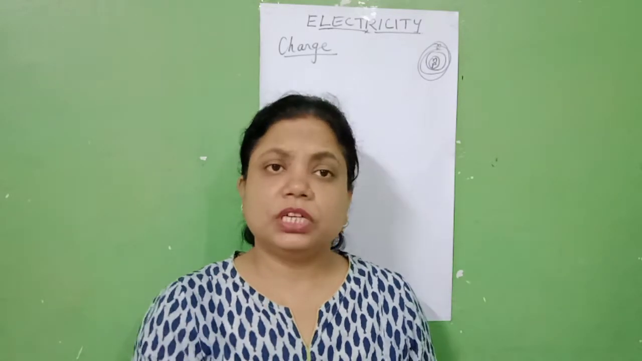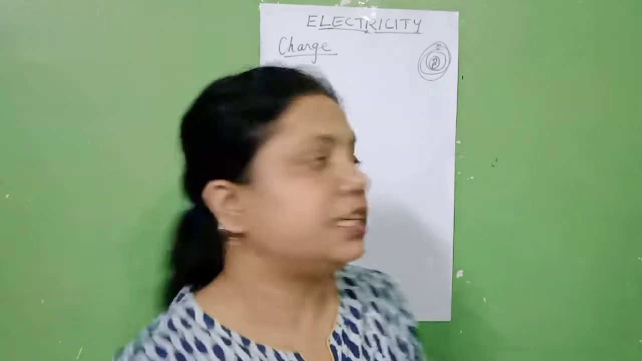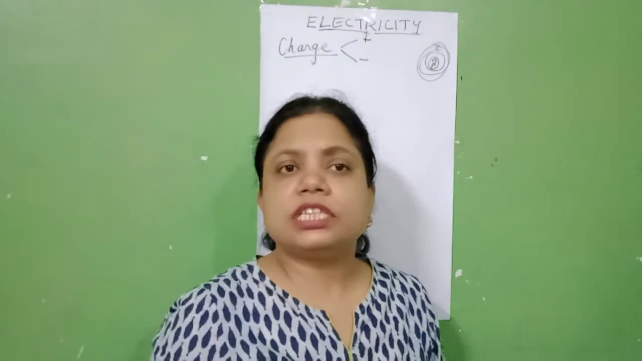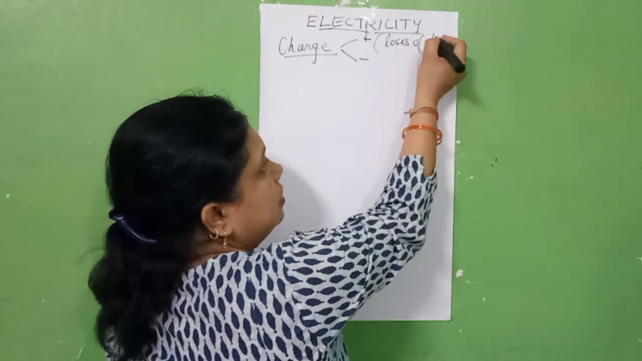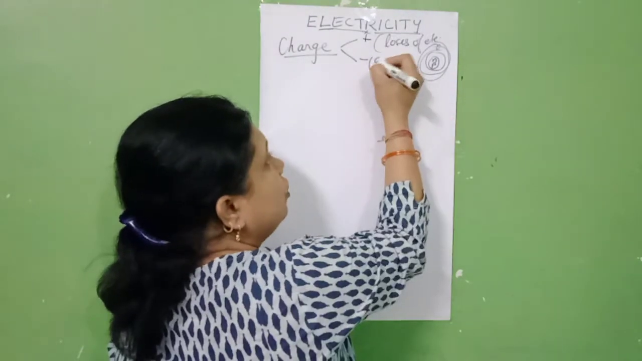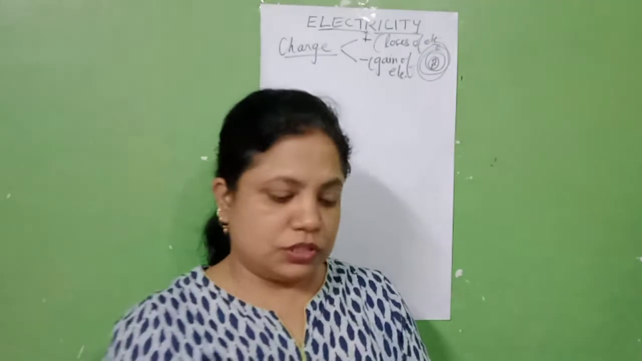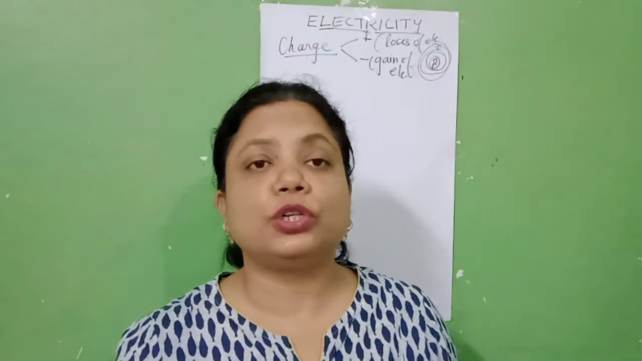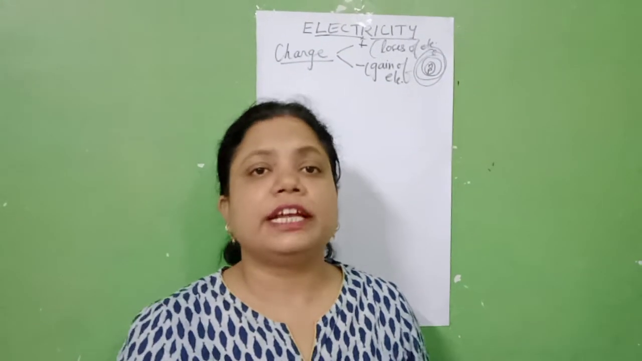Right? So, charge is of two types, students. That is positive charge and negative charge. Positive charge means there is the loss of electrons. And negative charge means, students, the gain of electrons. So, positive charge is acquired by the proton and negative charge is acquired by the electrons. Clear?